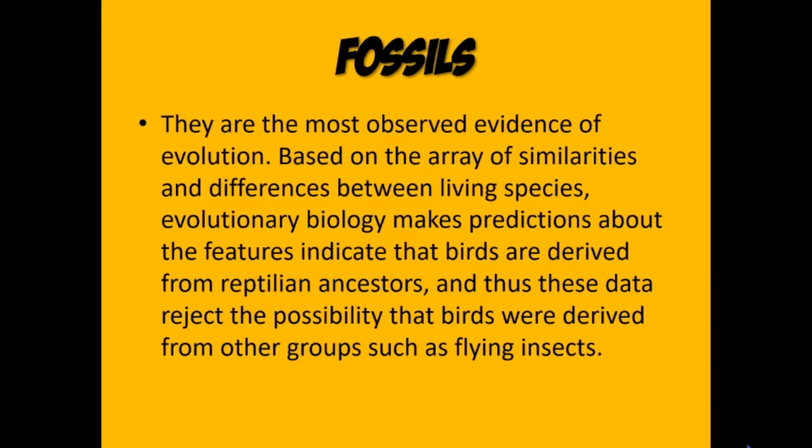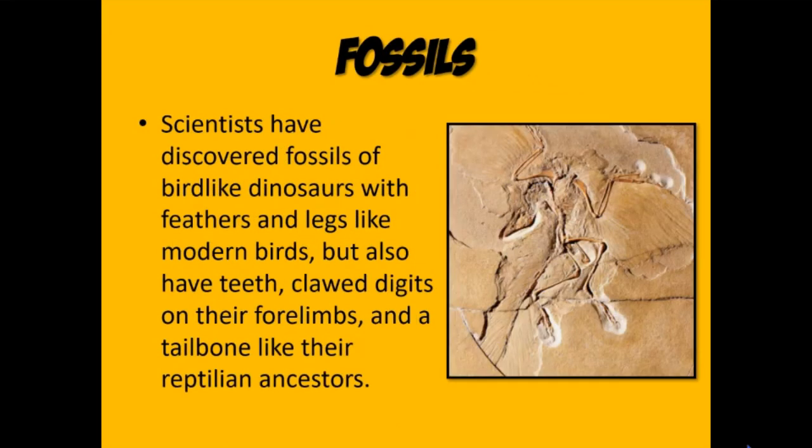So fossils, they are the most observed evidence of evolution based on the array of similarities and differences between living species. Evolutionary biology makes predictions about the features that indicate that birds are derived from reptilian ancestors. Scientists have discovered fossils of bird-like dinosaurs with feathers and legs like modern birds, but also have teeth, clawed digits on their forelimbs, and a tailbone like their reptilian ancestor.